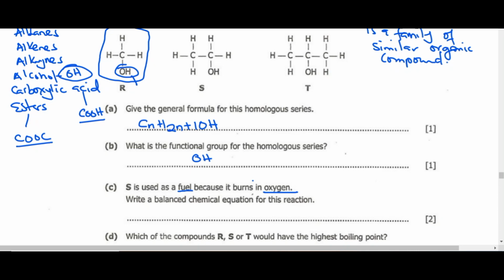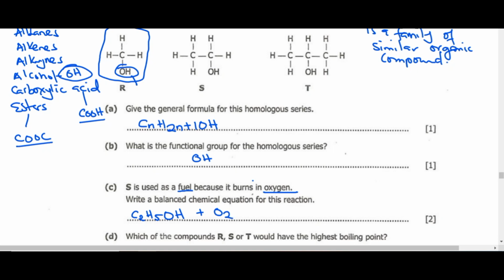Okay, so we can write the chemical equation here. So we would say ethanol. Ethanol is C2H5OH, with the functional group OH. So it burns in what? It burns in oxygen.